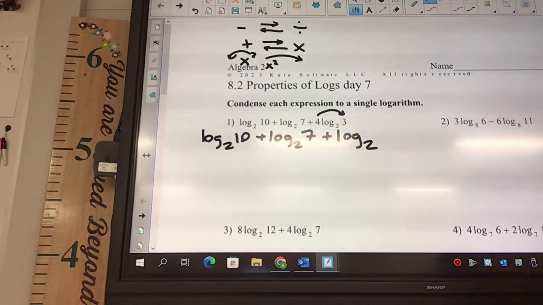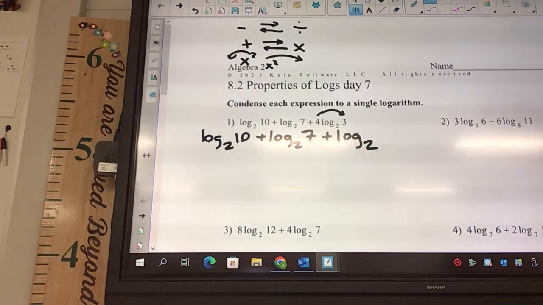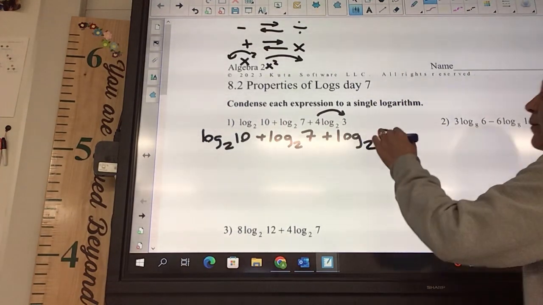what? 3 to the 4. What is 3 to the 4? 27. Log. Use your calculators. 27. Log 2. 81. To the 81.